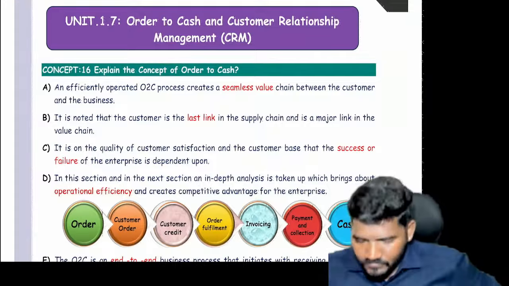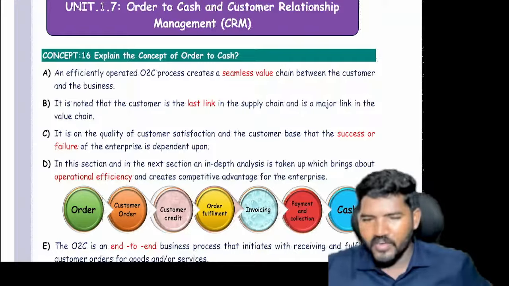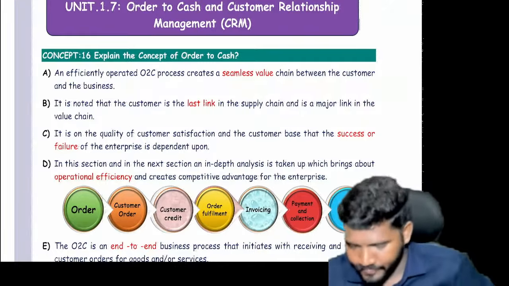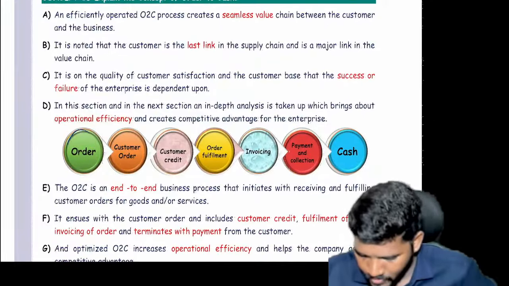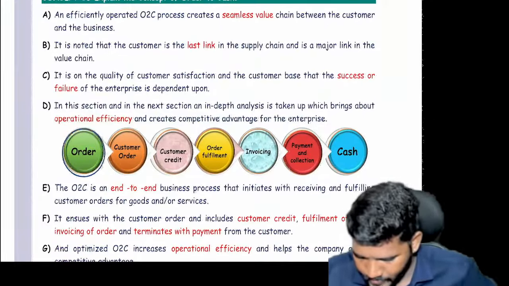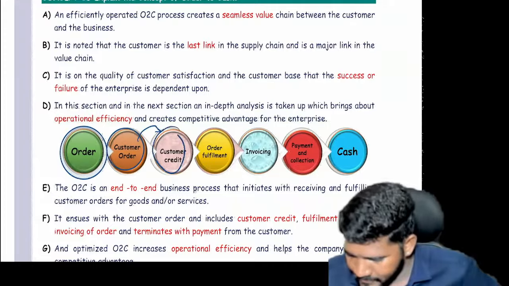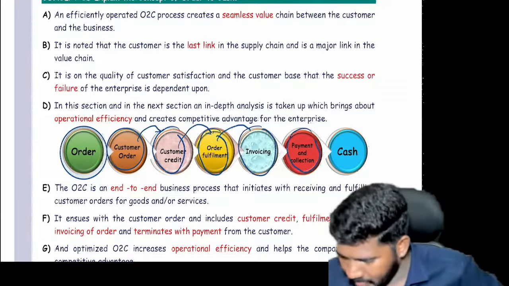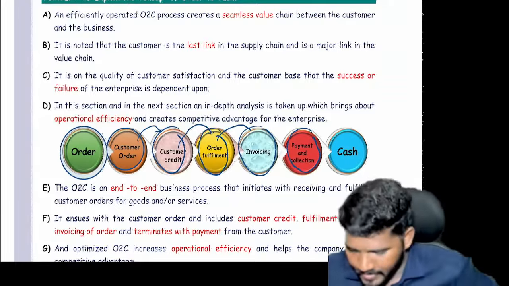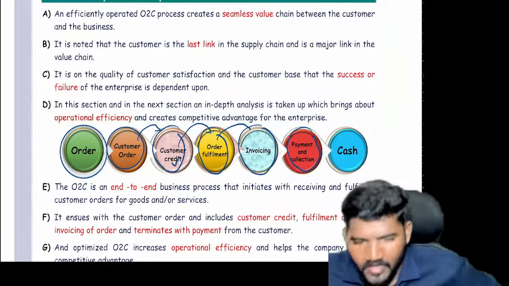Hope it is clear. So what you learned in your notes regarding creditor and debtor, now you are learning from a theoretical point of view. So you can observe what happens in order to cash. First, the customer will order. That is called customer order. Customer order, customer credit, order fulfillment, invoicing, payment and collection. This customer credit is nothing but the customer asking the company for credit.